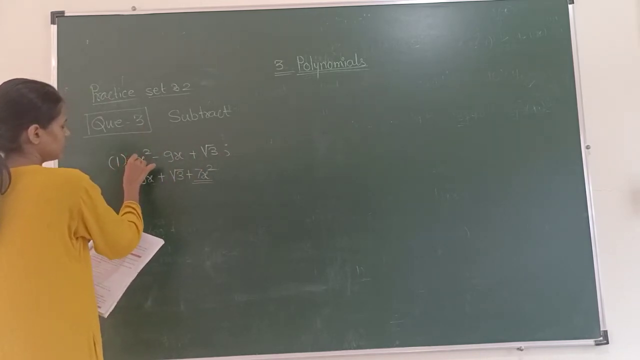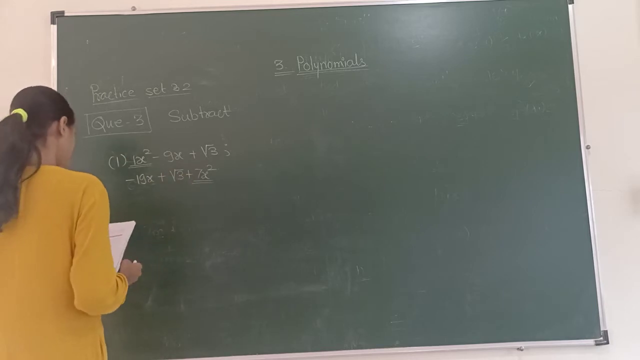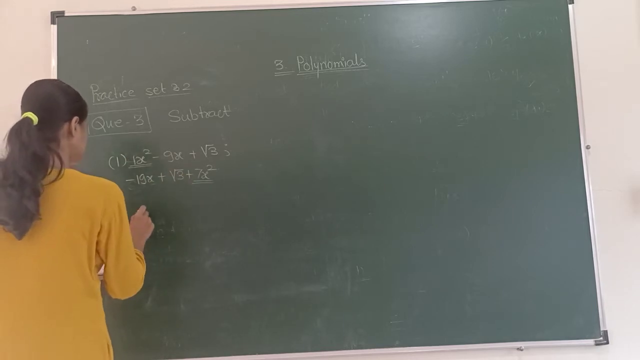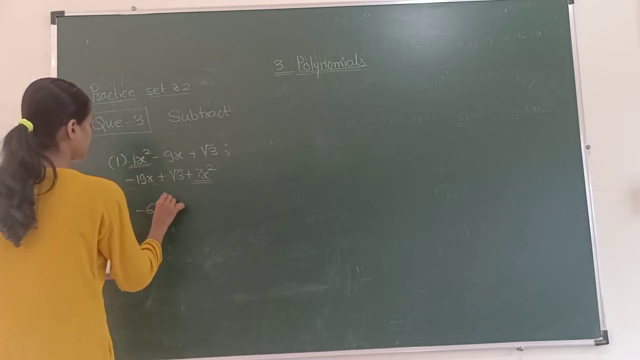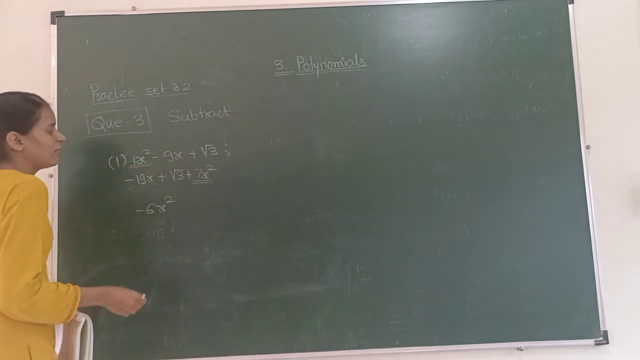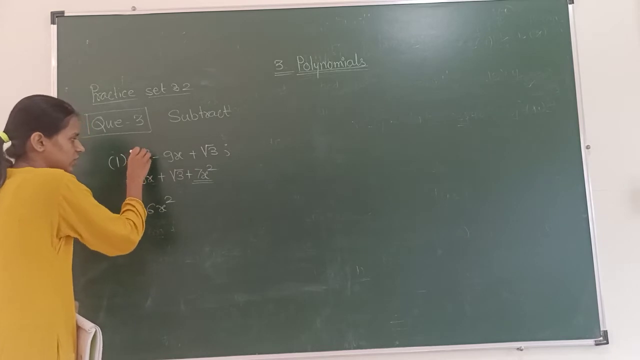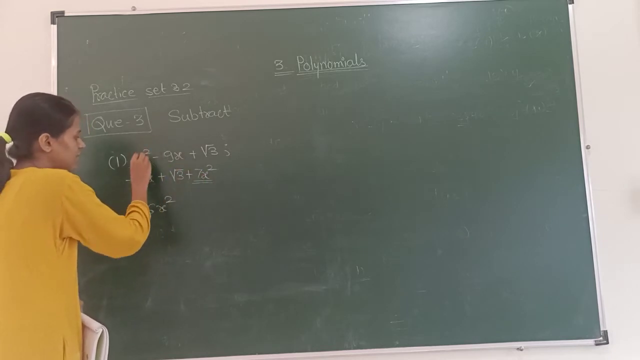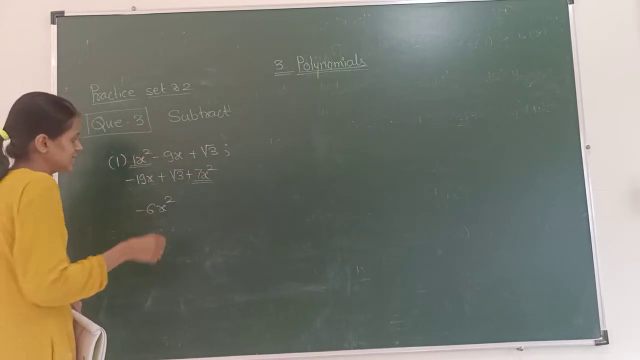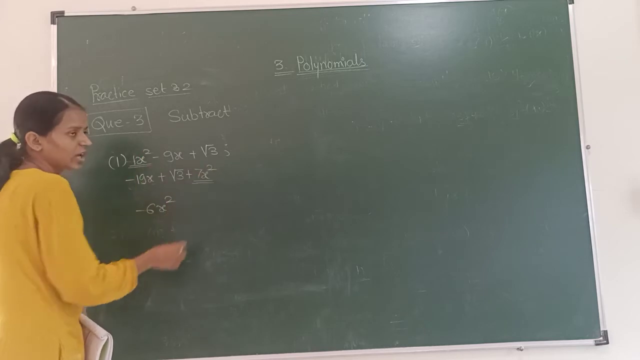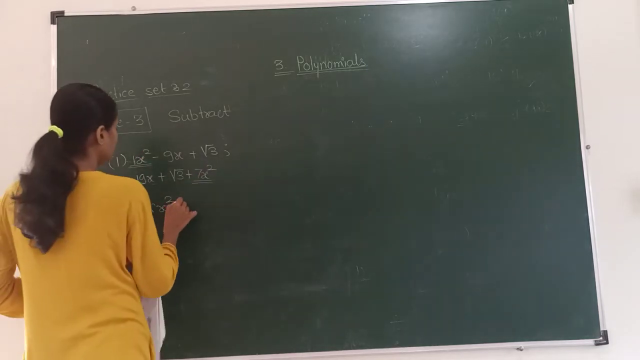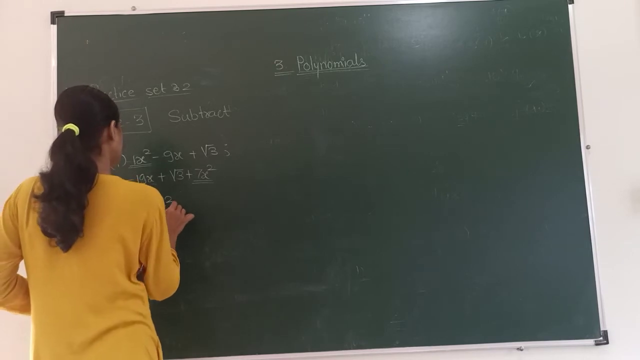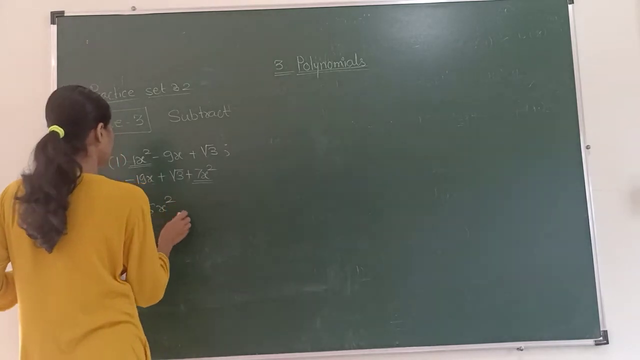Here the coefficient is 1. 1 minus 7 is minus 6, and this x square is common as it is. Okay, we have to subtract the second from the first. So 1 minus 7 is minus 6, and x square is common, so minus 6x square. We are using the rules we have studied for operations on polynomials.